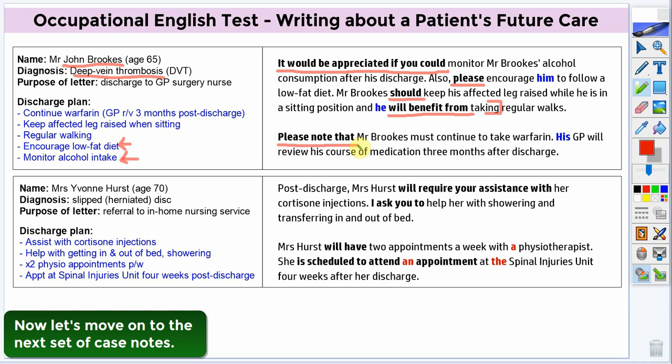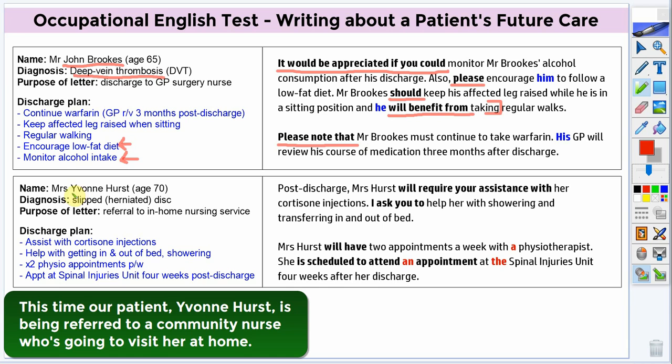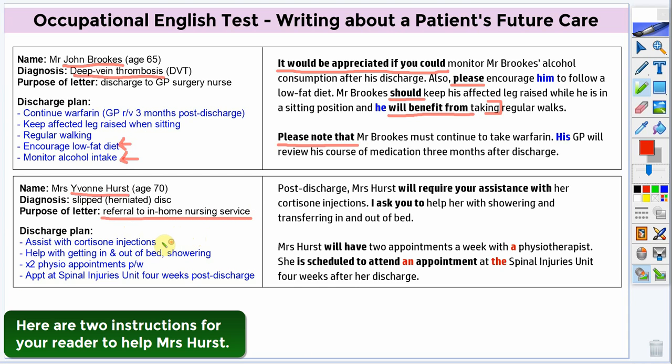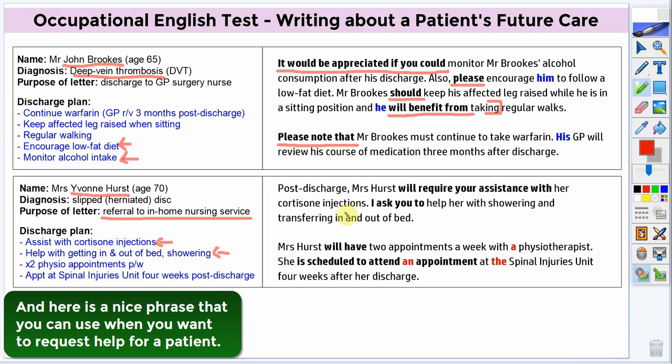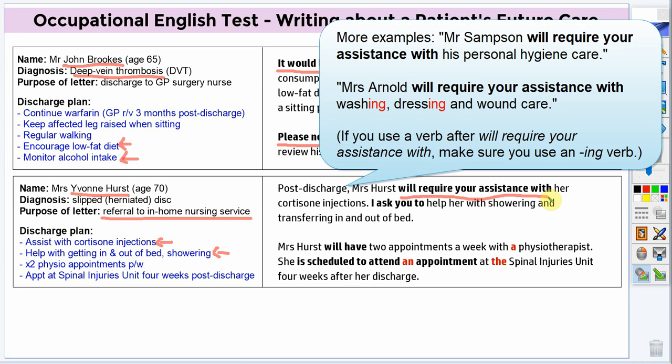Now let's move on to the next set of case notes. This time our patient, Yvonne Hurst, is being referred to a community nurse who's going to visit her at home. Here are two instructions for your reader to help Mrs. Hurst. And here is a nice phrase that you can use when you want to request help for a patient.